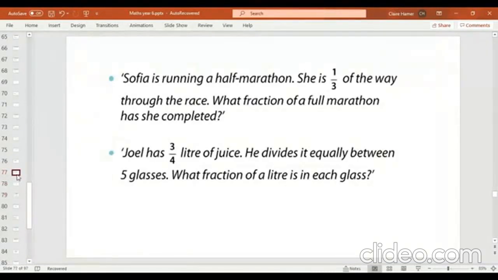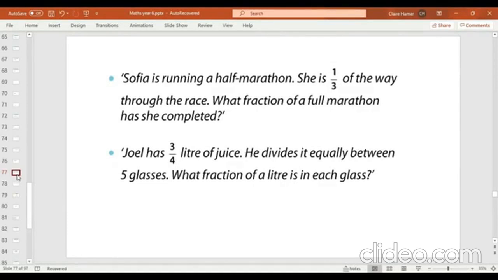So, Sophia is running a half marathon. She is 1/3 of the way through the race. What fraction of a full marathon has she completed? Ooh, that's interesting. Right, okay, and the next one. Joel has 3/4 of a litre of juice. He divides it equally between 5 glasses. What fraction of a litre is in each glass? Right, first of all, look at the word problems and write down the mathematical questions.